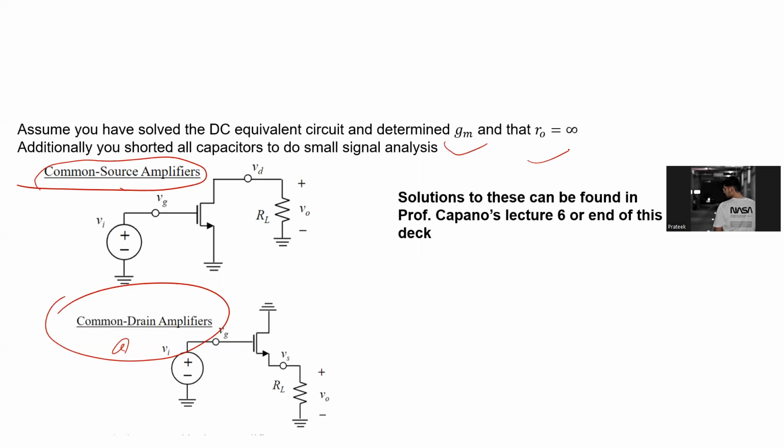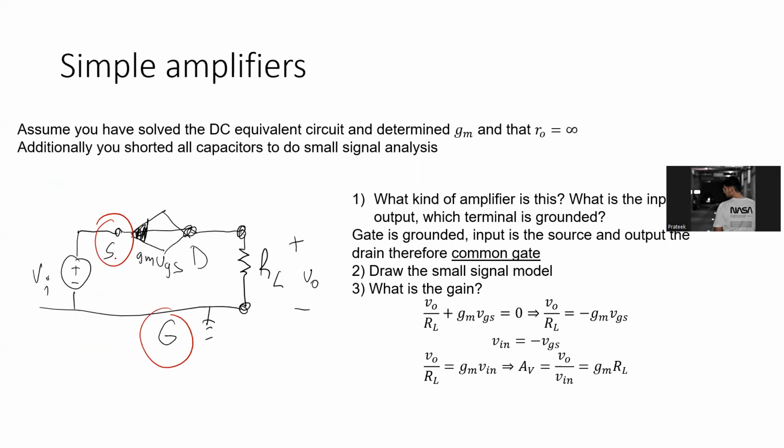So the input is connected to S and G. So this is actually plus minus VGS. Does that make sense? Yeah. So automatically, you just know it's just the negative VGS. Go ahead. What was this? Sorry?